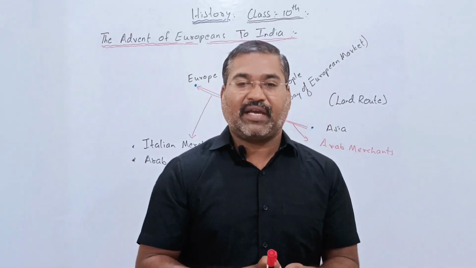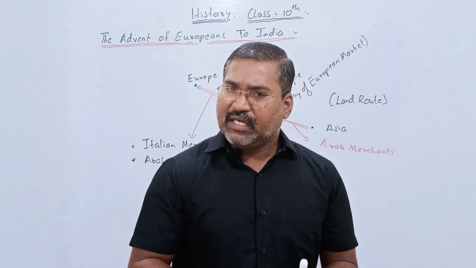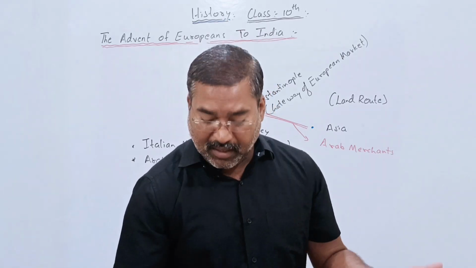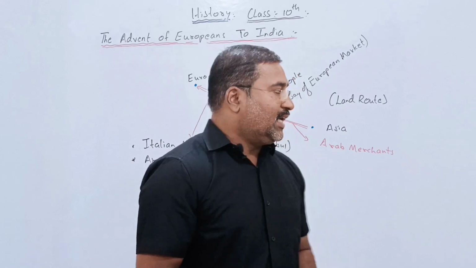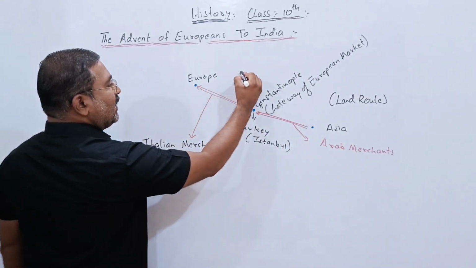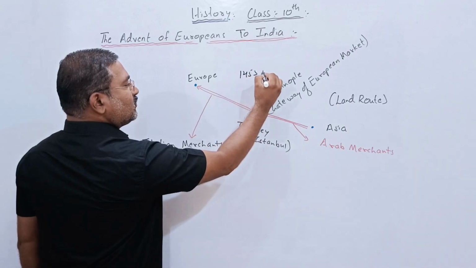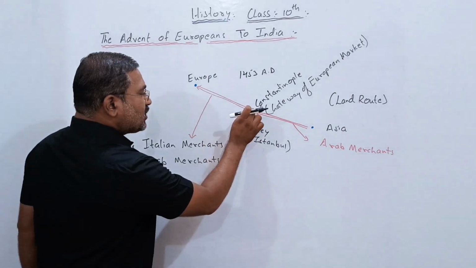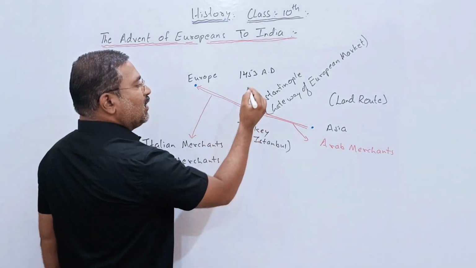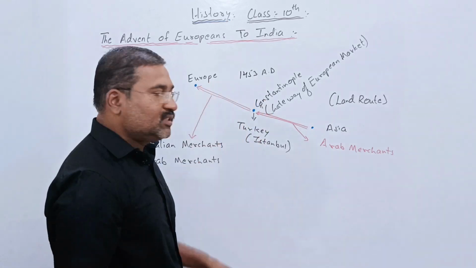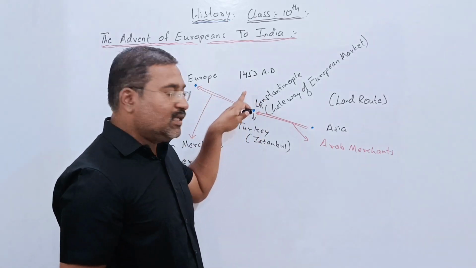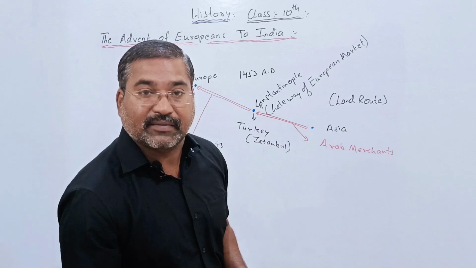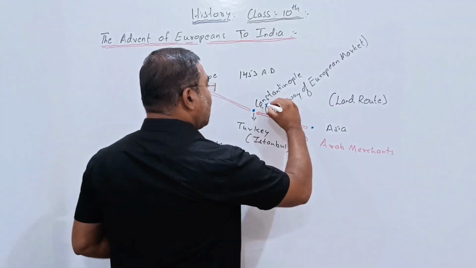The trade was very fine. It was going on. There was no confusion, nothing; a very happy trade business was going on. But suddenly, what we have seen in the year 1453 AD, the place called Constantinople was attacked. And this attack was done by whom?